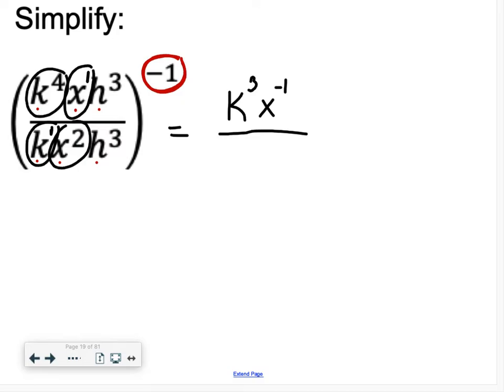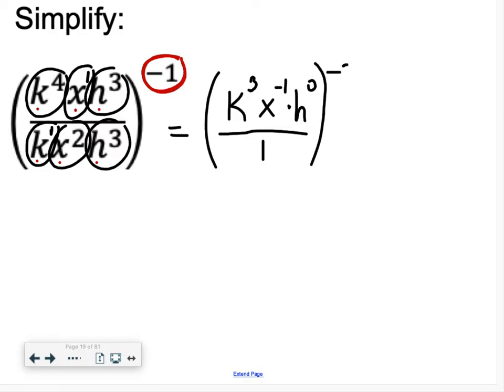Okay, then h to the third divided by h to the third. Well, 3 minus 3 is 0, and you might not even write that, and I might not either. Okay, and I just really have 1 left on the bottom. And then this whole quantity is still raised to that negative first power. Don't forget about that, right? So now, since I have all my bases combined, I'm going to deal with this negative first here, and it's a power on a power, so I'm going to distribute it to all bases inside that parenthesis.